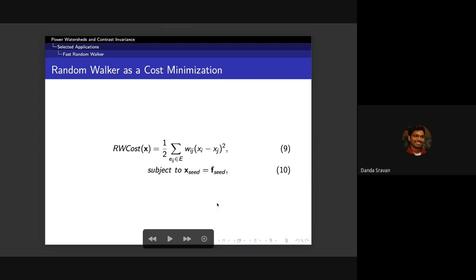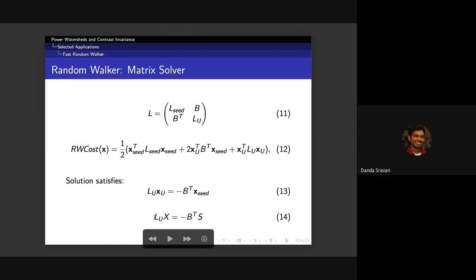I won't go into the details of that, but it is well known that in order to obtain these probabilities, it is enough to solve a particular set of a linear system of equations. So this was the original algorithm.